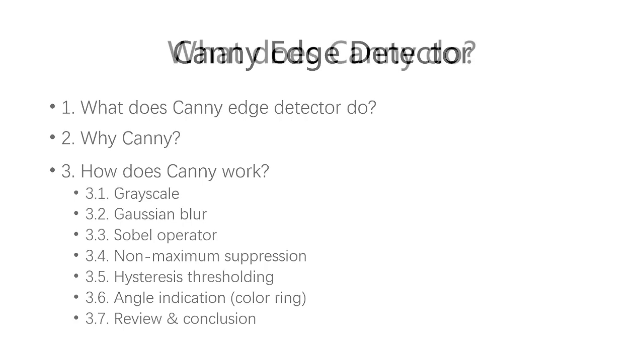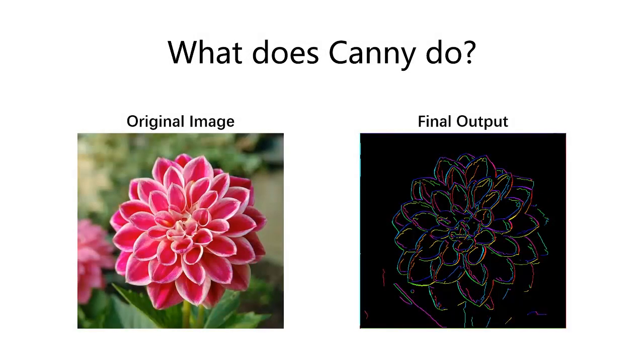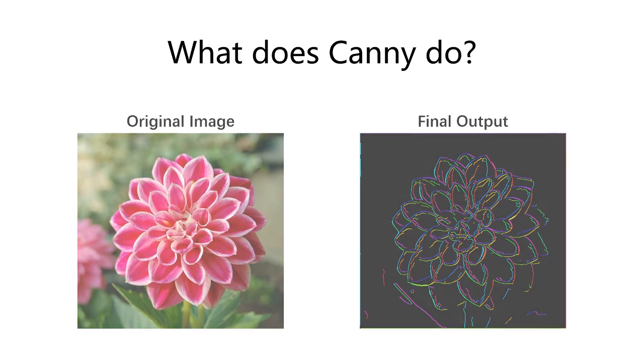So, what exactly does the Canny edge detector do? It tries to find the strongest edges of an image and get rid of the noise and the weak edges. In this picture of a flower, we preserve the main structure of the flower and discard another flower, as well as the leaves in the background. In the final output, I also use different colors to indicate the directions which the edges are facing.